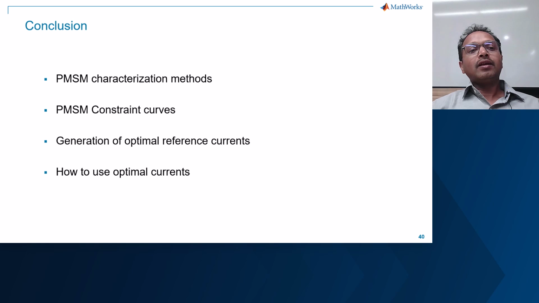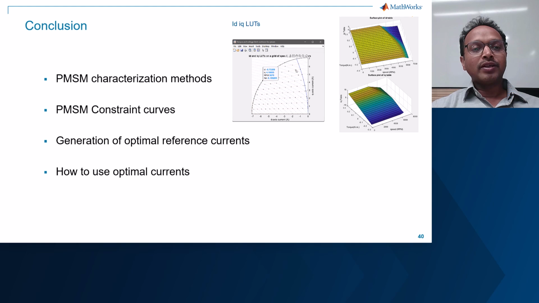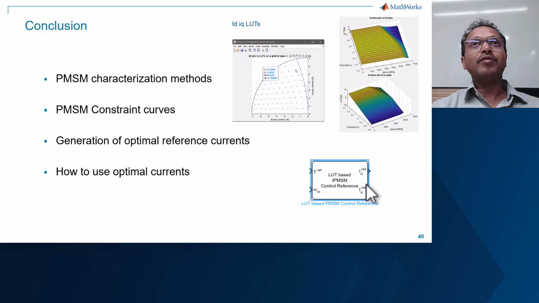So in conclusion, what we have seen is how to characterize the PMSMs. We learned about the constraint curves of the PMSM, how to use the PMSM constraint curves to find optimal currents. We have also seen the generation of optimal reference currents simplified by the usage of the block. And we have also seen how to use optimal currents in real life using the example that is already shipped.